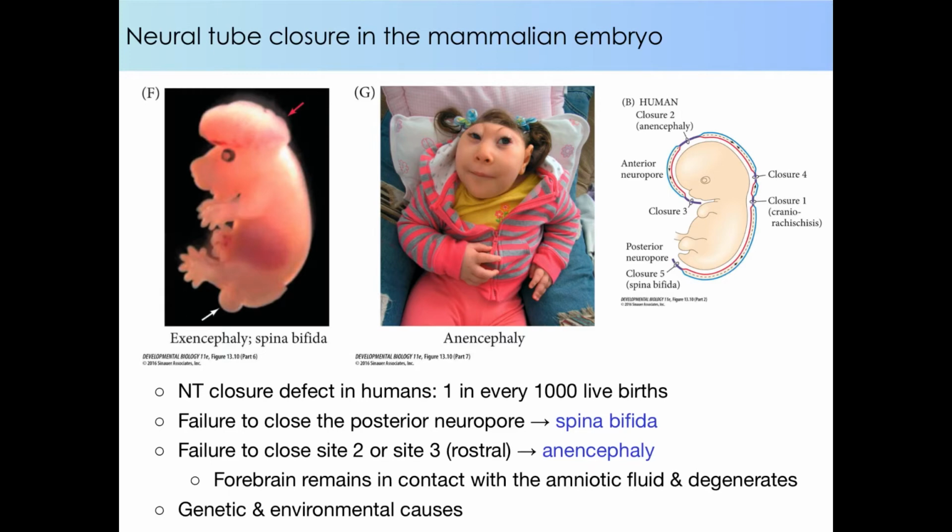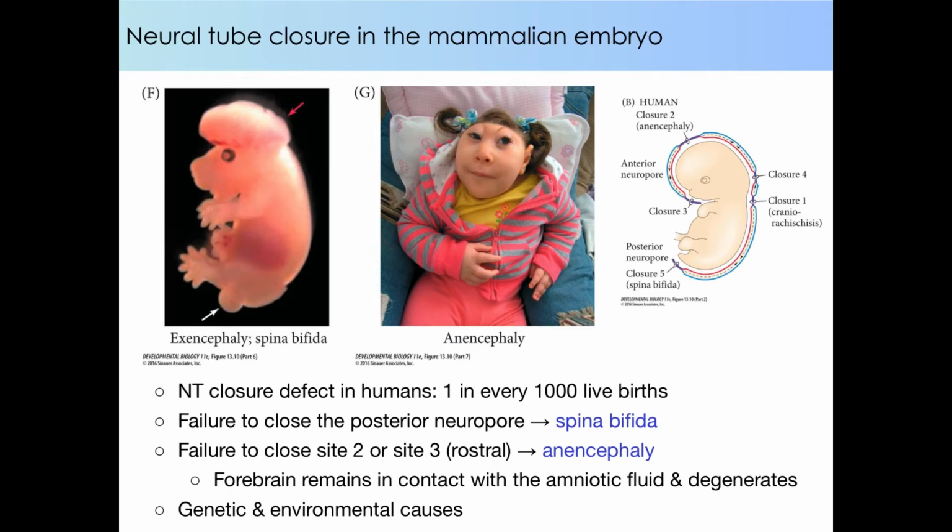Now, failure to close at sites 2 and 3, which are located, as you can see here, in the rostral or cephalic region, lead to anencephaly. In that condition, the forebrain, which is the largest portion of the brain, remains exposed, and the amniotic fluid causes it to degenerate. You can see in this picture a child, her name is Victoria, who had anencephaly, and she lived to 2 years of age. But that's very rare. The vast majority of children who are born with anencephaly don't survive more than just a few hours or a few days.